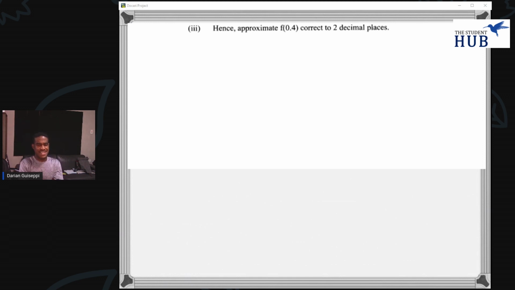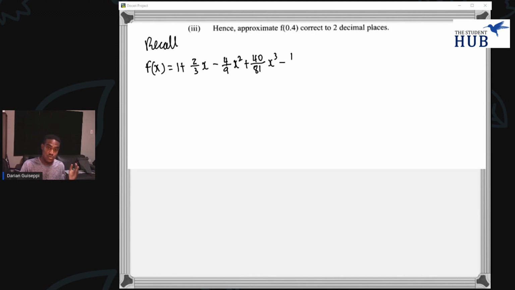The next question says, hence, approximate f of 0.4 correct to 2 decimal places. Basically, we have to use the expansion that we just found in part 2 to find f of 0.4. So let me do it. First thing I would do is rewrite the expansion. Recall that expansion that we got in part 2. This is the expansion here.